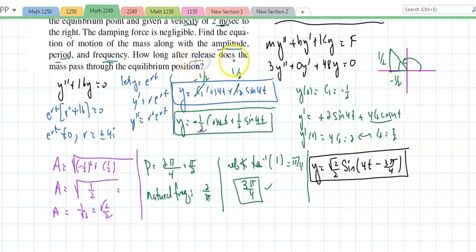Now, once I get this equation, I could figure out the rest. How long after release does the mass pass through the equilibrium position? How fast after the release would this pass through equilibrium again? Basically, this passes equilibrium when y equals 0. Wouldn't that mean that sine equals 0 when the angle equals 0? So that's when t equals 3 pi over 16 seconds. That's how long it takes.